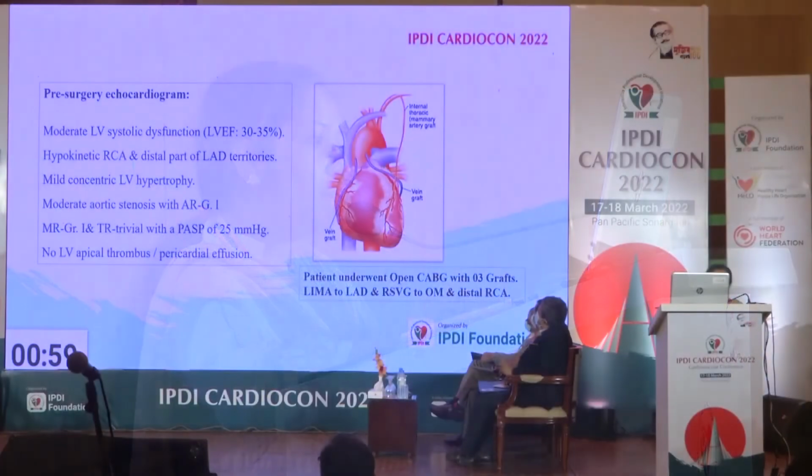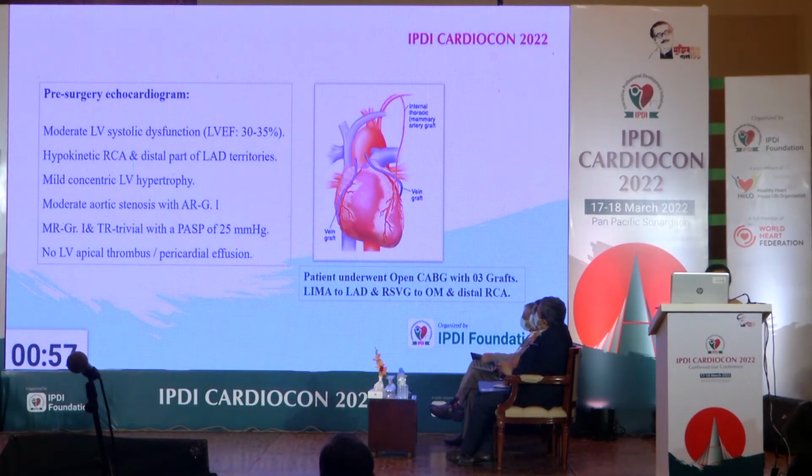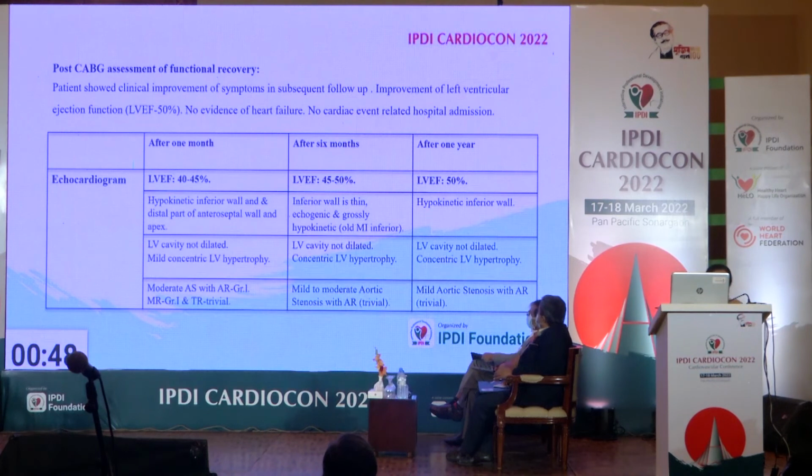Pre-surgery echocardiogram of this patient showed moderate LV systolic dysfunction, about 30 to 35%, hypokinetic RCA and distal part of LAD, and mild concentric hypertrophy. Then patient underwent CABG with 3 grafts, LIMA to LAD, and venous graft to OM and distal RCA. Subsequent follow-up of this patient showing clinical improvement of symptom. In subsequent follow-up, improvement of left ventricular ejection fraction about 50%, no cardiac event-related hospital admission, even no heart failure.